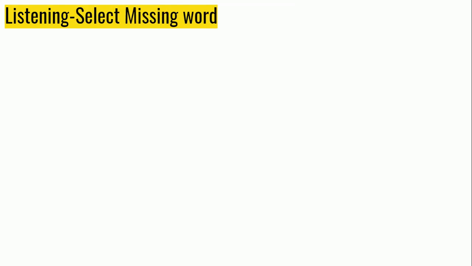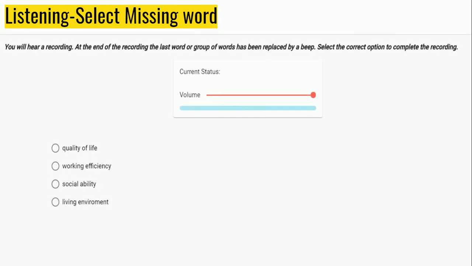The next type is select missing word, in which you will hear a recording and in that the last words are beeped out and you need to select the correct words. Logically you have to think what paragraph they have said and what might be the correct answer for that, and you can give that answer here.